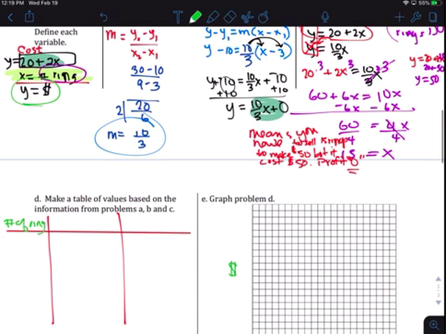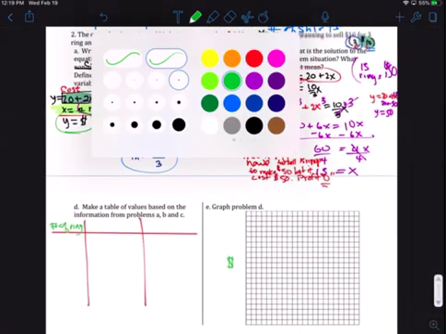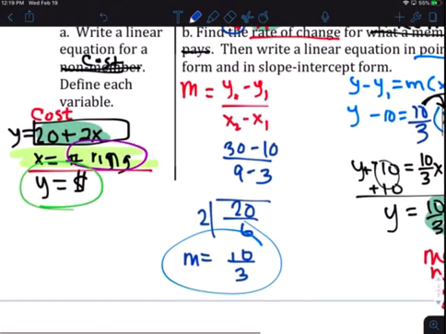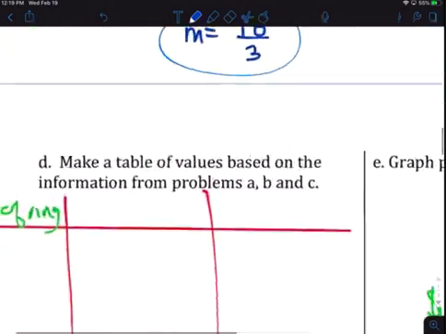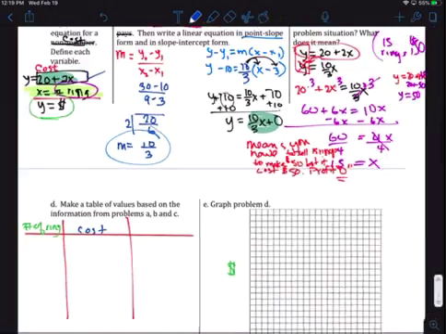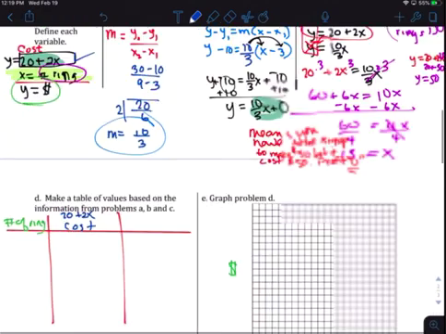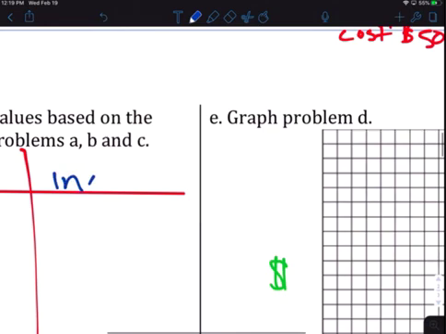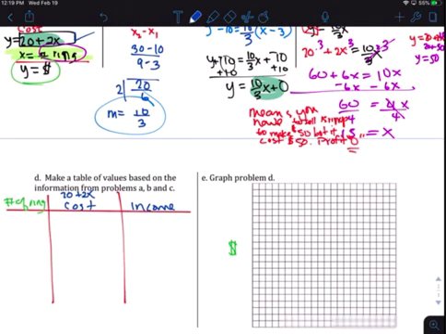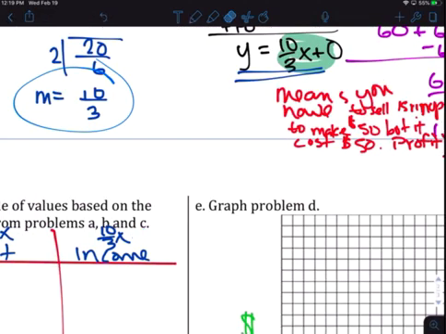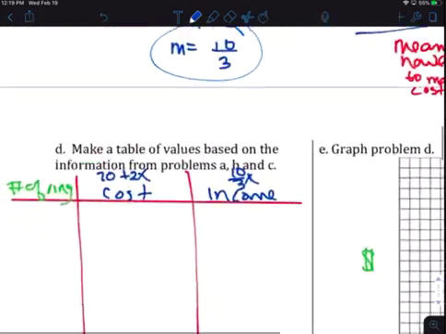Okay, and then you write the equation. And we need to use this one too. So it should be your cost, and the equation is 20 plus 2x. Next one is your income, what you're selling it for to make money. The equation is y equals 10x over 3, so 10 over 3x plus 0, but you just don't need to write the 0.